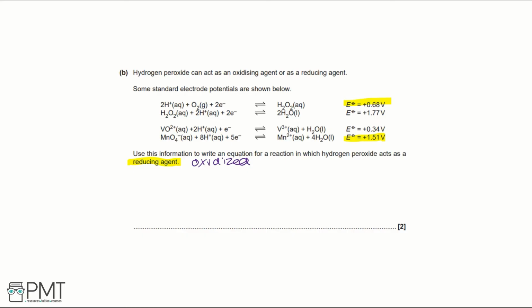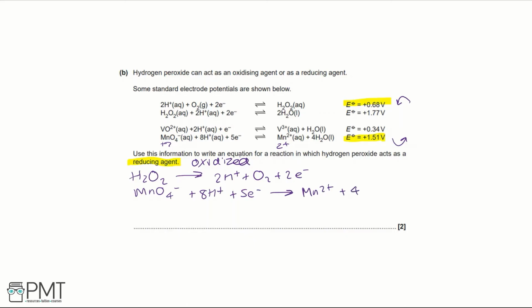And what's going to happen is its oxidation number in manganese will shift from +7 to +2, and therefore will be reduced, whilst hydrogen peroxide is being oxidized. Because hydrogen peroxide has a lower electrode potential, its equilibrium is going to shift to the left, whilst the manganese electrode potential is more positive, so it will shift to the right. So rewriting these equations, we would have H2O2 goes to 2H+ plus O2 plus 2 electrons, and then MnO4- plus 8H+ plus 5 electrons goes to Mn2+ plus 4H2O.